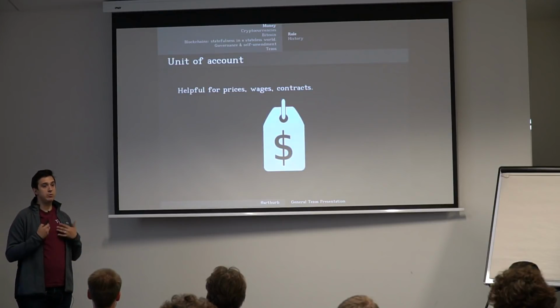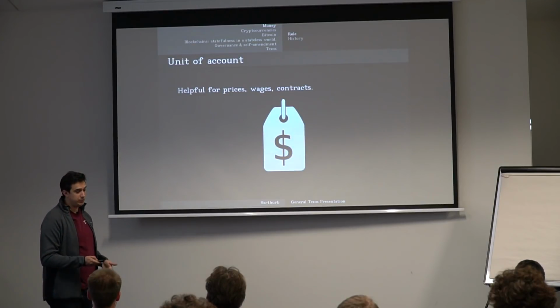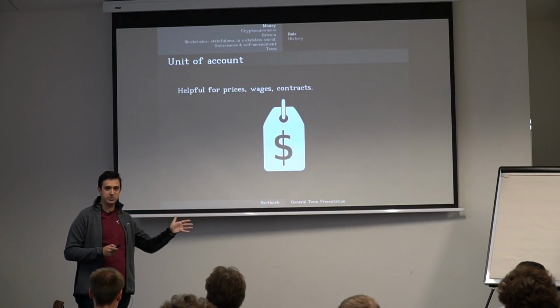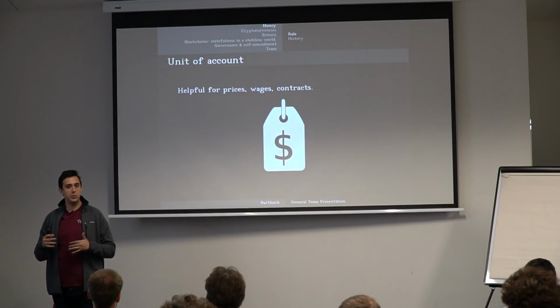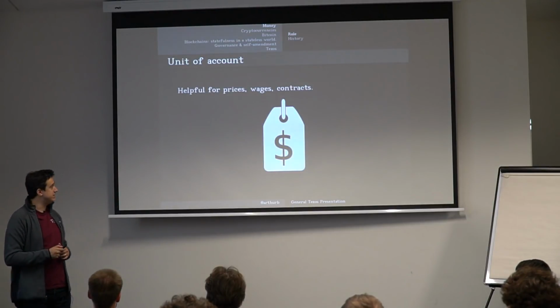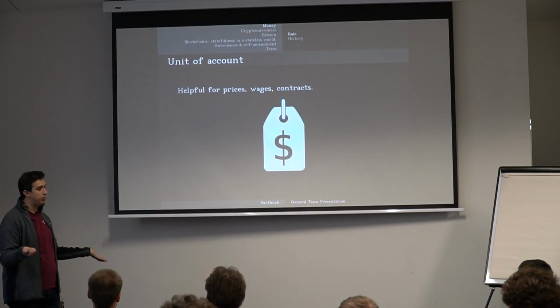But it's also enabled economic calculation, right? If you say, well, it's going to cost me this much to do this and that much to do this, you can compare these numbers. And so having just a single scale on which you can compare things makes things easier. So those are traditionally the 3 roles of money.